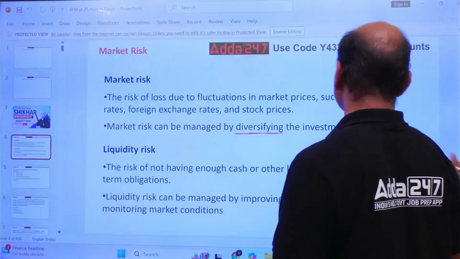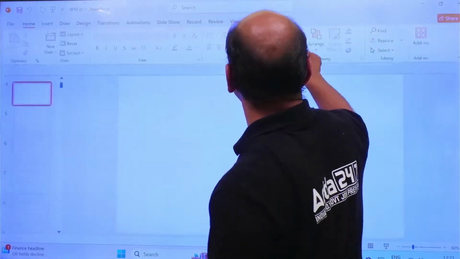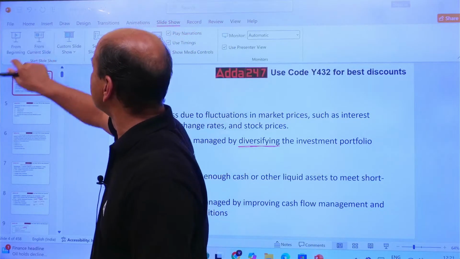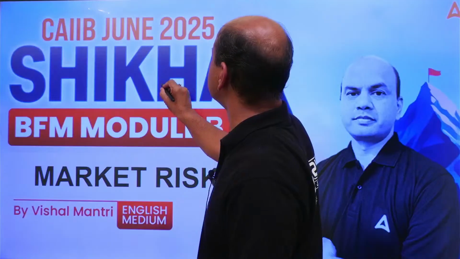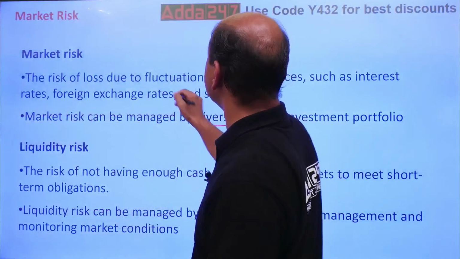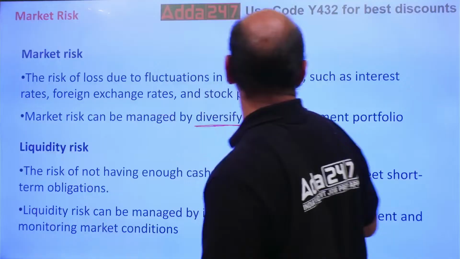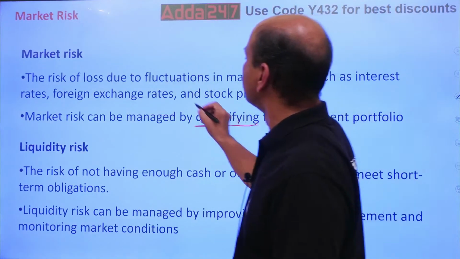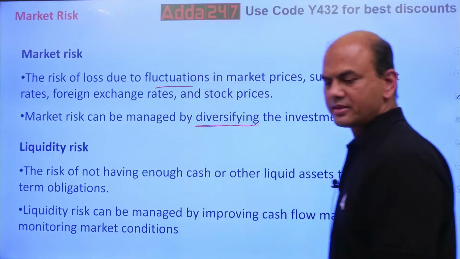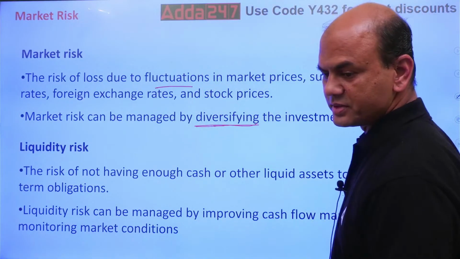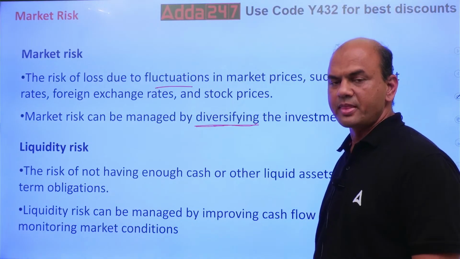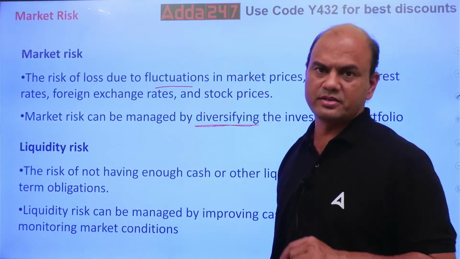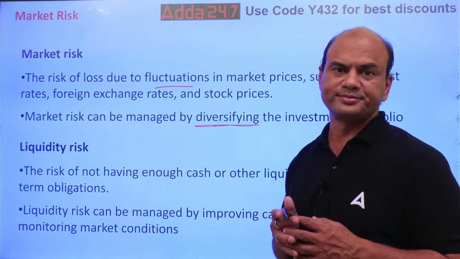Fluctuations. Why do these fluctuations happen? Why do these fluctuations happen in the market? These fluctuations happen because the world condition changes, world situation changes.